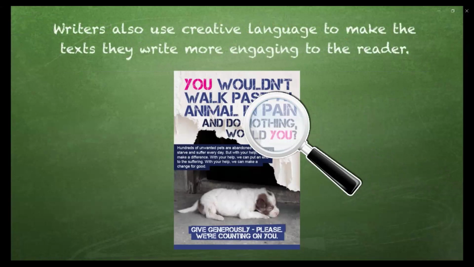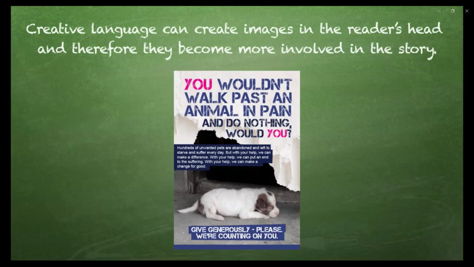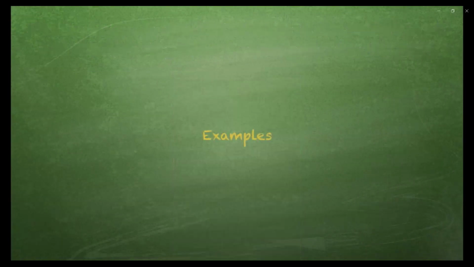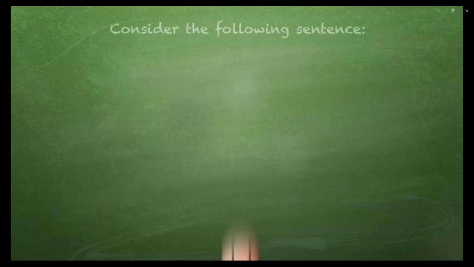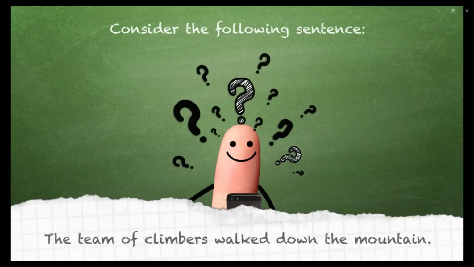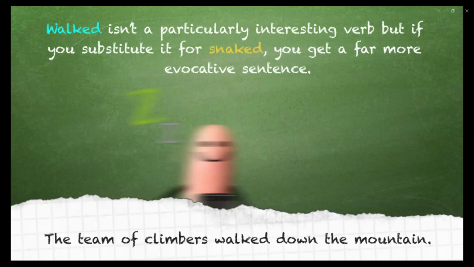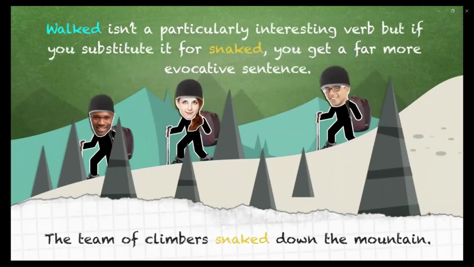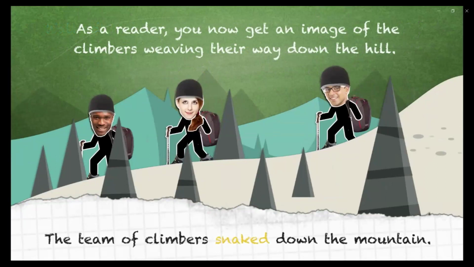Writers also use creative language to make the texts they write more engaging to the reader. Creative language can create images in the reader's head, and therefore they become more involved in the story. Examples: the creative use of verbs. Consider the following sentence. The team of climbers walked down the mountain. Walked isn't a particularly interesting verb, but if you substitute it for snaked, you get a far more evocative sentence. The team of climbers snaked down the mountain. As a reader, you now get an image of the climbers weaving their way down the hill.